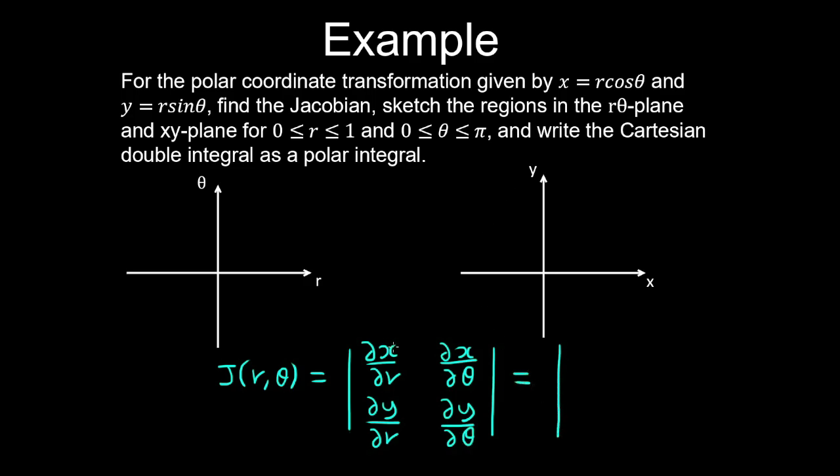So the partial of x with respect to r is cosine theta, and with respect to theta is minus r sine theta. And the partial of y with respect to r is sine theta, and with respect to theta is r cosine theta.